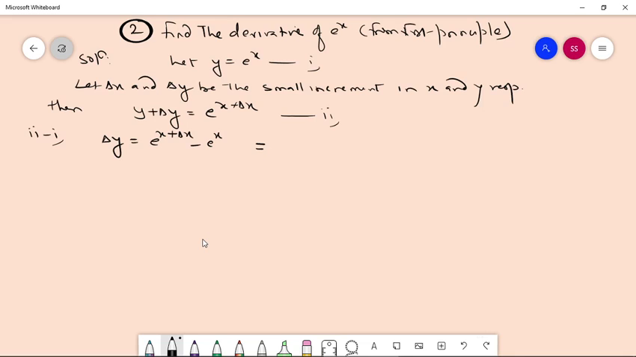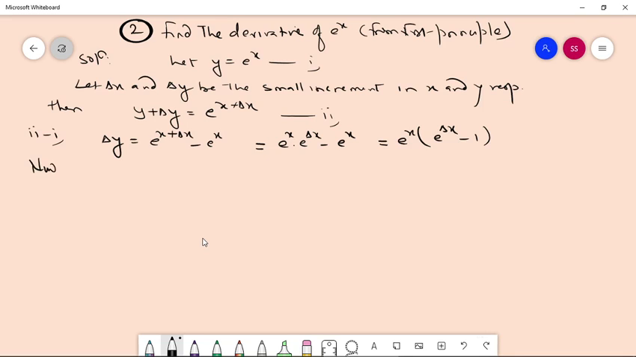Then e to the power x times e to the power del x minus e to the power x, and then e to the power x is common, e to the power del x minus 1, we can change in this format.